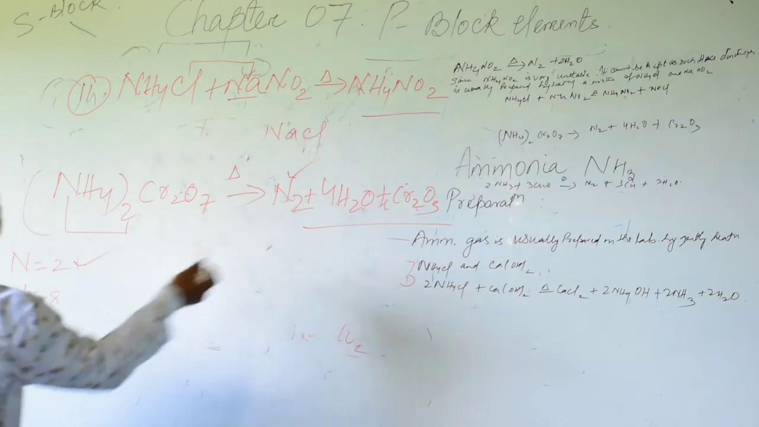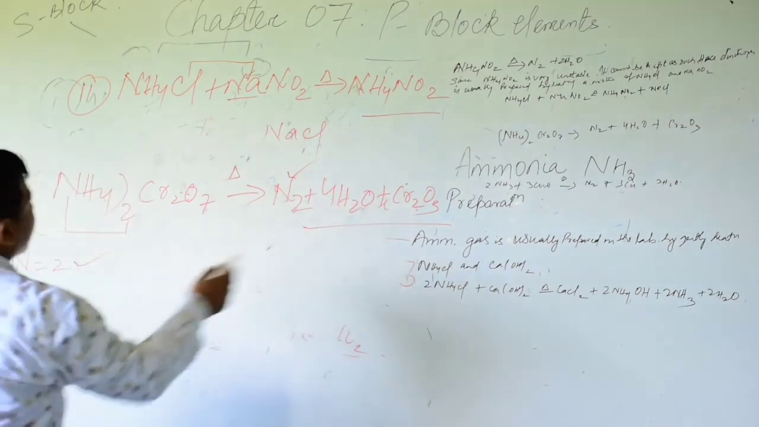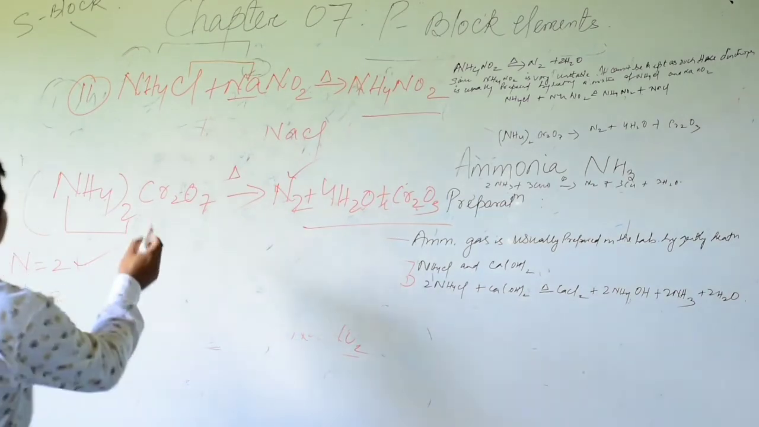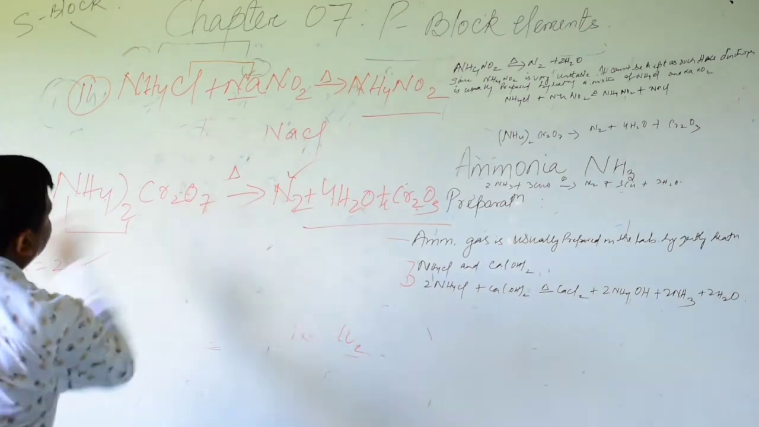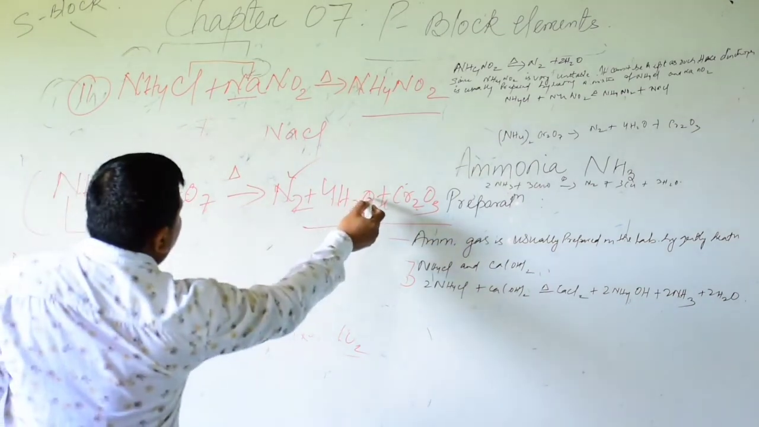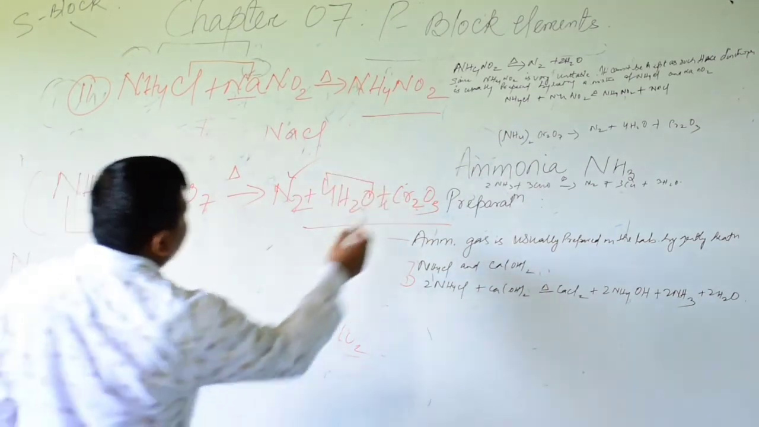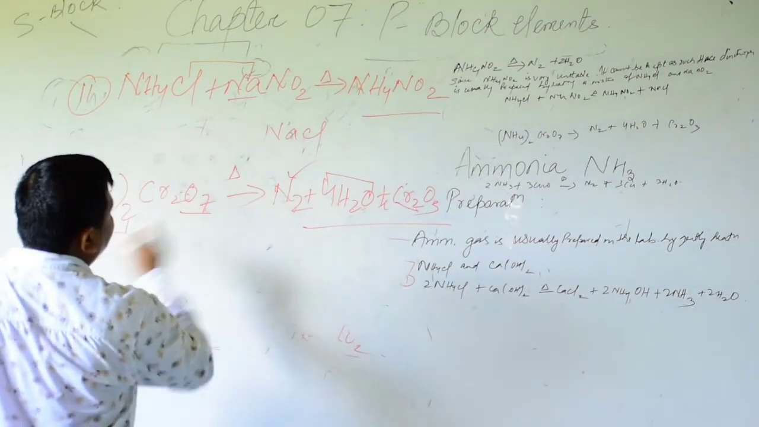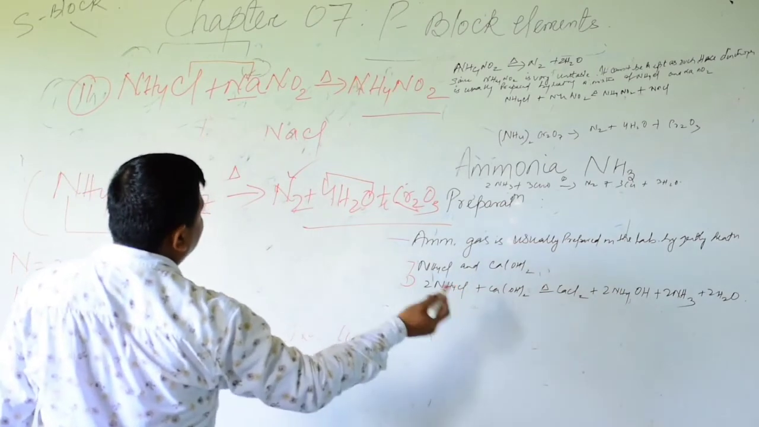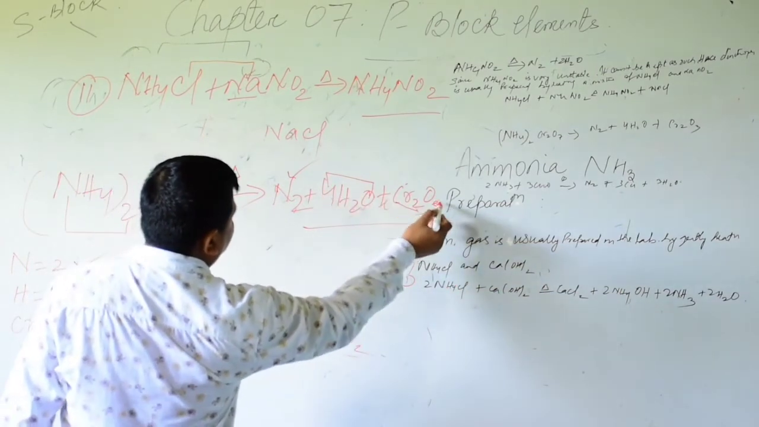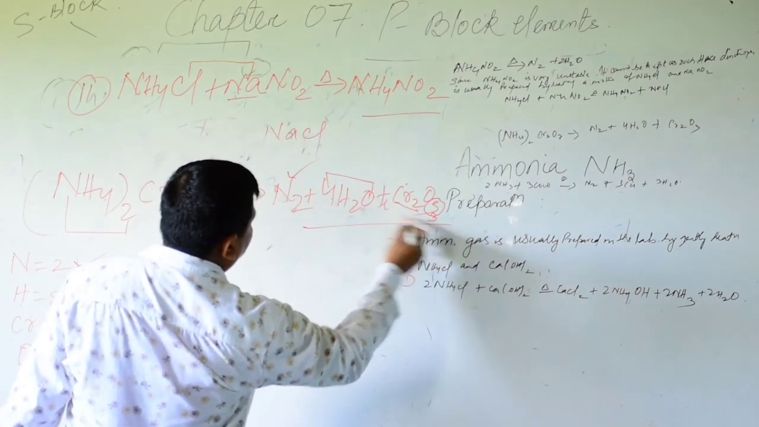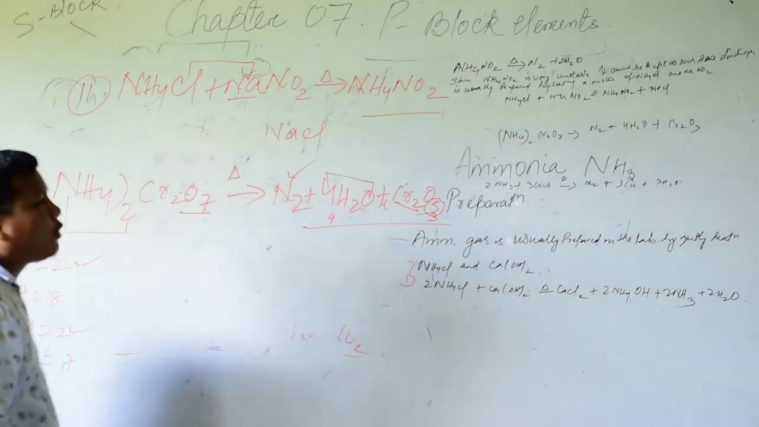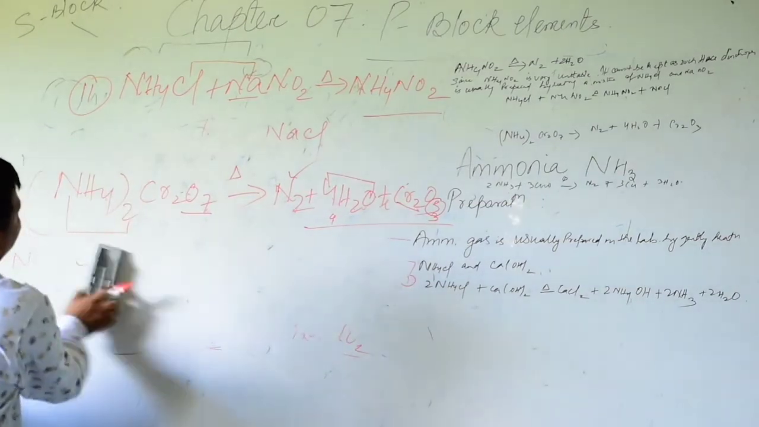So H is 4, 2 into 2 is 4. Now O is 4. O over here in the reactant is 7. Now Cr is 2, already balanced. Now we have to balance O in the product also. O is 4, 4 plus 3. Here 3, and over here 4. So as we know, 4 plus 3 is 7. So we have balanced the ammonium dichromate.